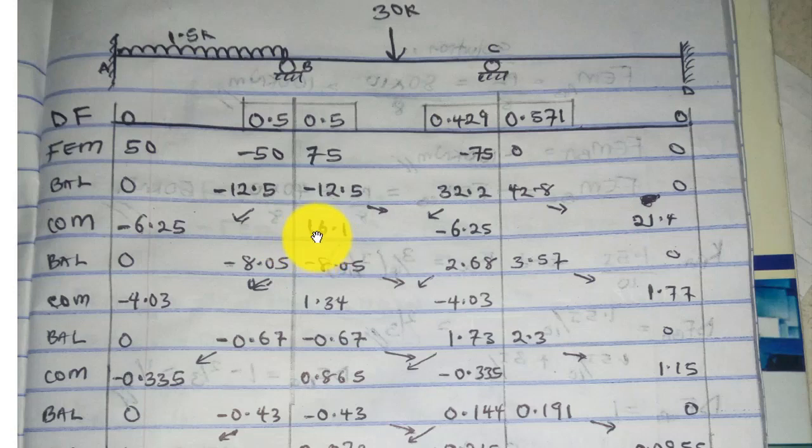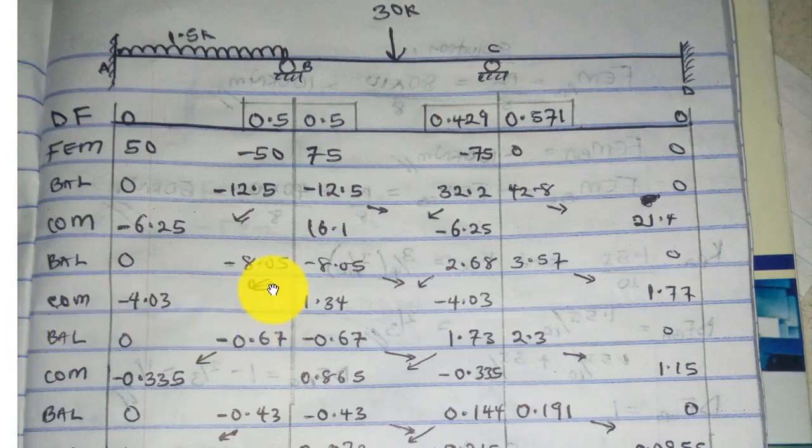So 0 plus 16.1, that's 16.1. First of all, you change the sign, so you have minus 16.1. Minus 16.1 multiplied by 0.5, you have minus 8.05. Minus 16.1 multiplied by 0.5, you also have minus 8.05. Come to this side as well. You balance it. Now, this side too. I know you've gotten it.